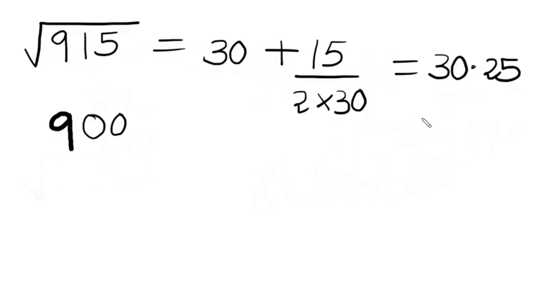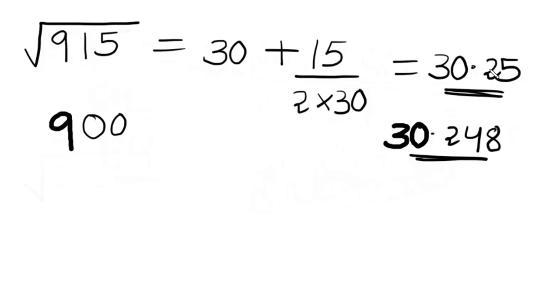30.25. Now if you use a calculator, the value that you get is 30.248. So as you can see, the value using the calculator and the value that we've got using this method is pretty much the same, just a minor difference in the decimal.